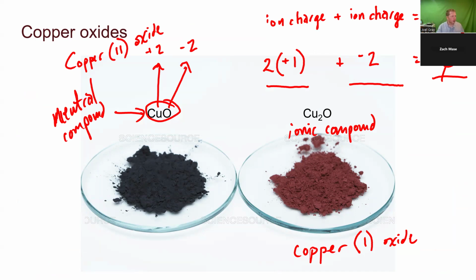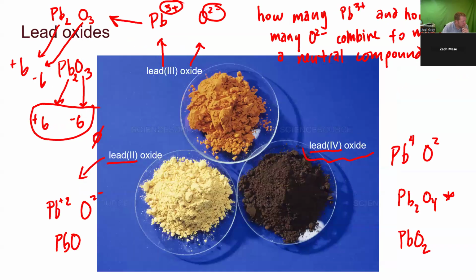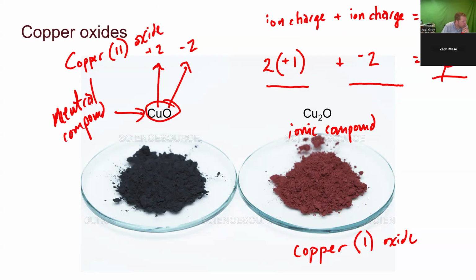Okay. Now, yes, it's copper 1 2 times. Could anyone add to the chat? Yeah, there we go. Iron 3 oxide. Take a minute and put that formula together and add it to the chat.